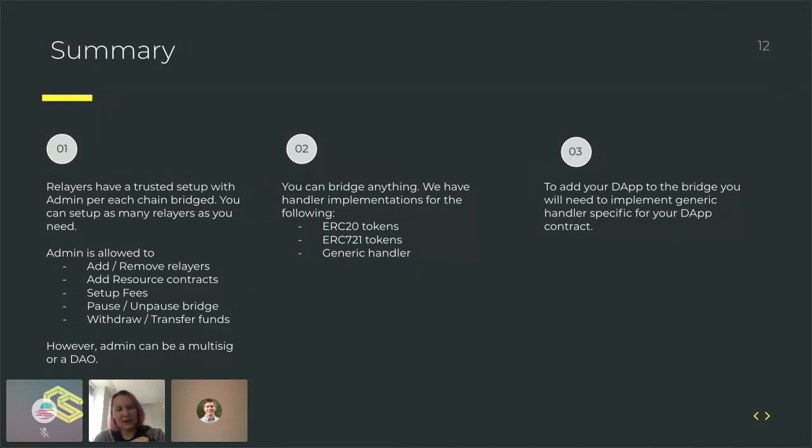For the things that you can pass through the bridge, you can bridge pretty much anything. Out of the box, the implementations that we have are fungible and non-fungible tokens. However, if you have a decentralized application that you want to bridge some data from to other chains, it's pretty easy to integrate. You can just get a generic handler implemented for your specific dApp calls, to figure out how the bridge contract would pass this data to another chain. And yeah, you're pretty much good to go.